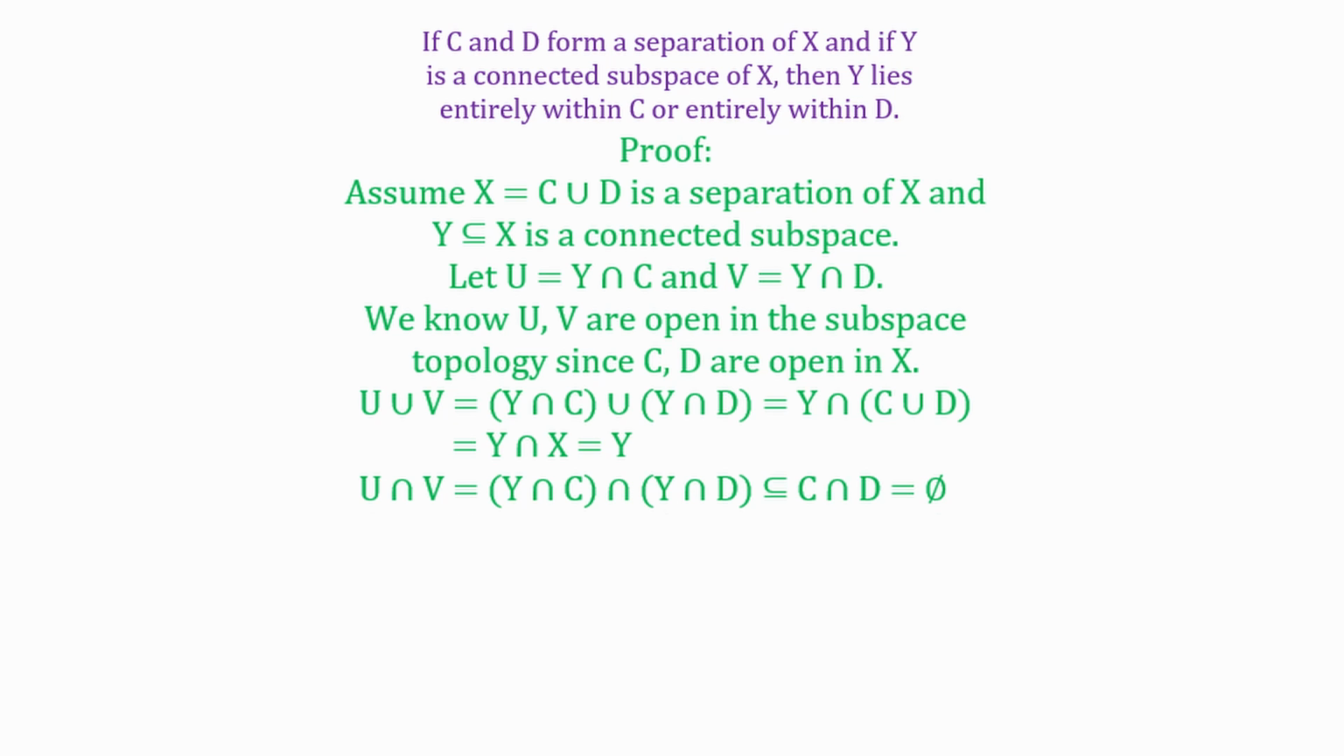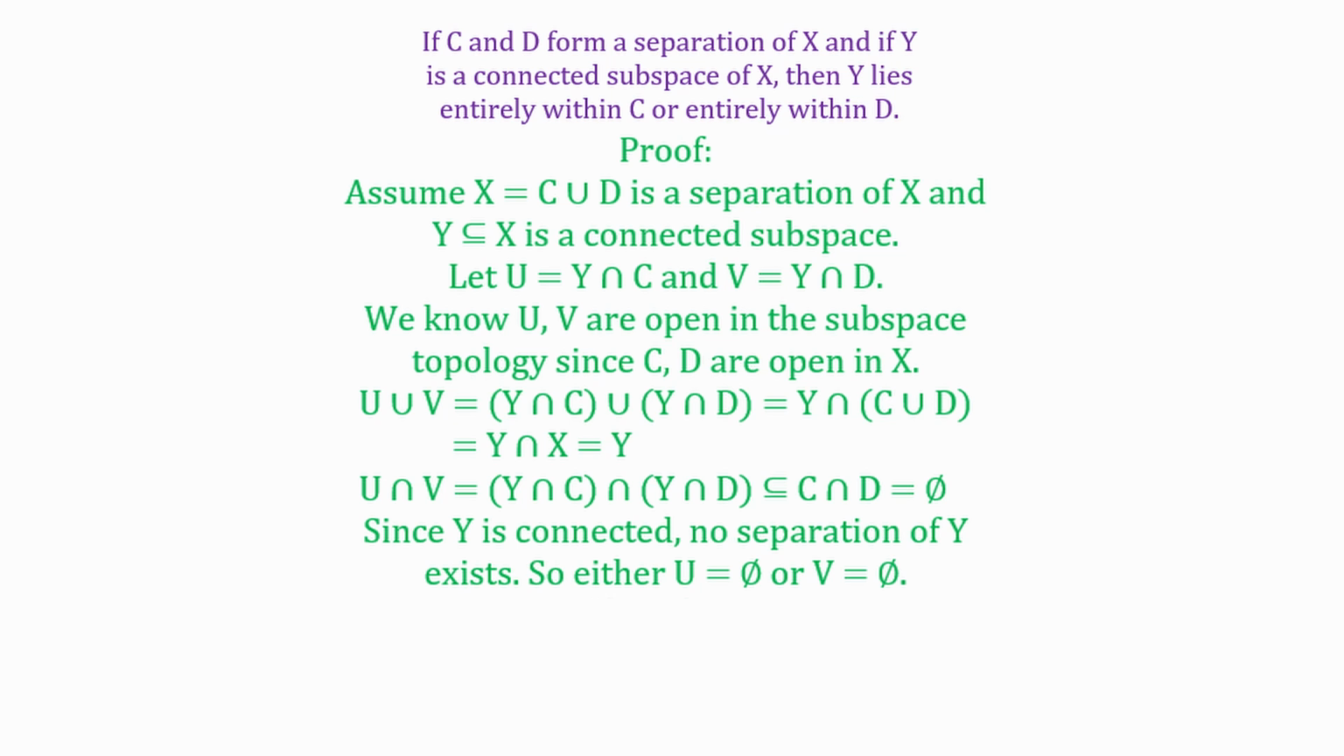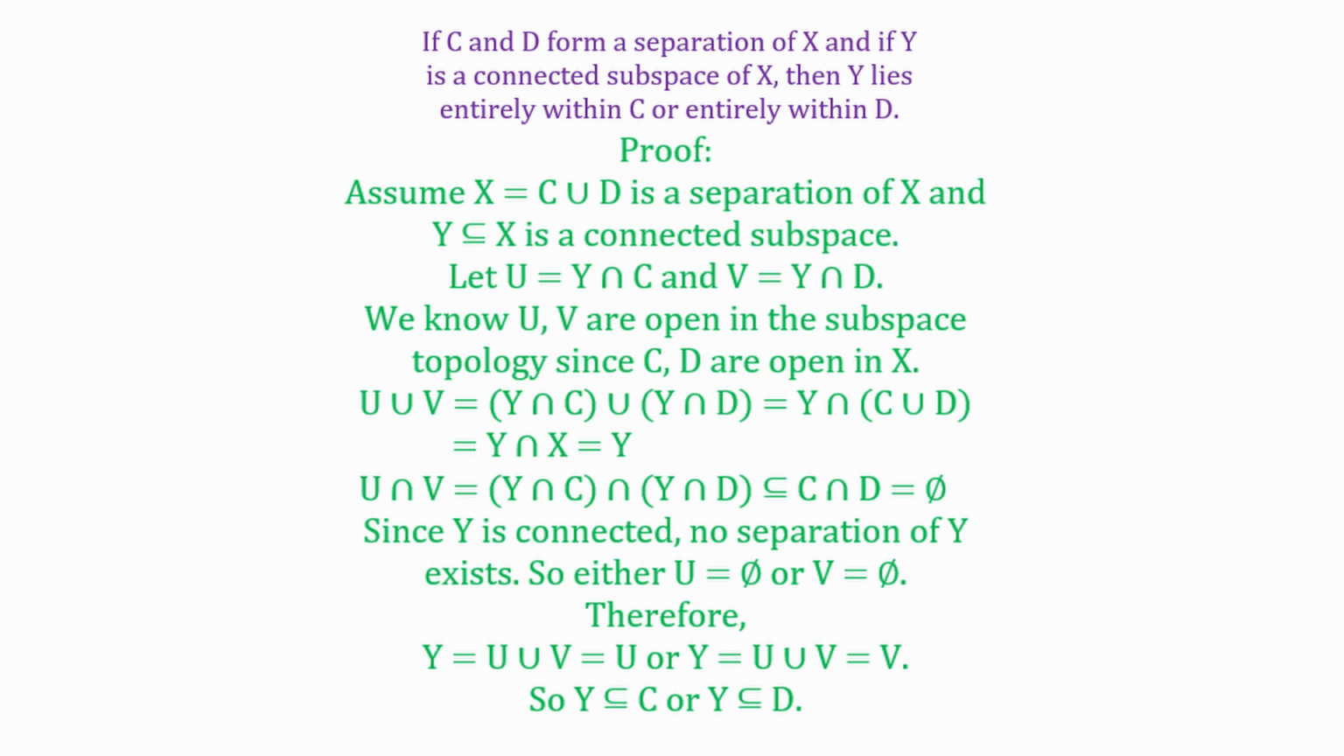So then if you take U intersect V, which equals Y intersect C intersect Y intersect D, which is a subset of C intersect D, which equals the empty set. So since Y is connected, no separation of Y exists, so either U equals the empty set or V equals the empty set. Therefore, Y equals U union V equals U, or Y equals U union V equals V. So Y is contained entirely within C or contained entirely within D.